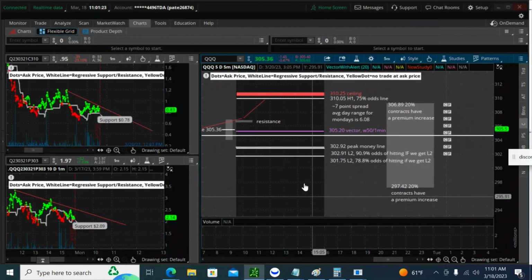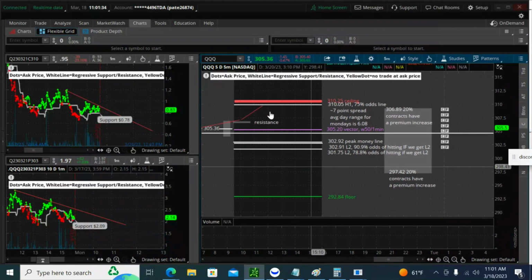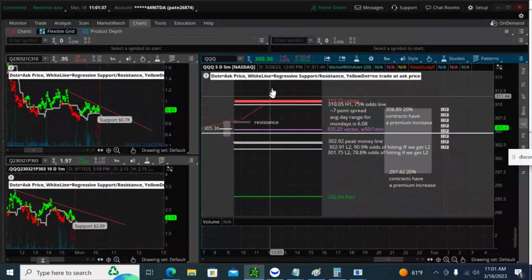So our tools, we're trying to just disaggregate what the market maker's doing. We're trying to figure out, okay, where are their pain points? And that's the red line and the green line. Getting outside of the red line, getting down below the green line, and being in this area here around the peak money line. Those are their pain points.